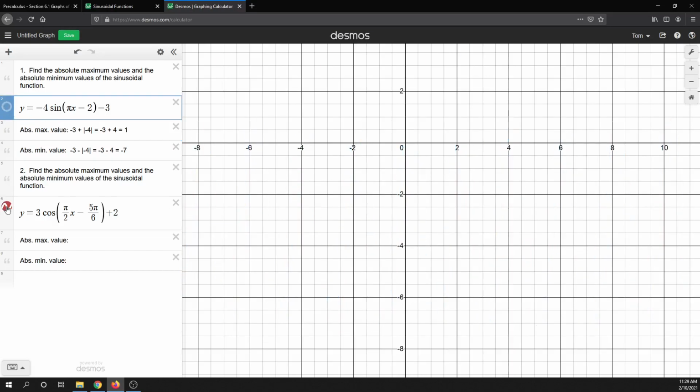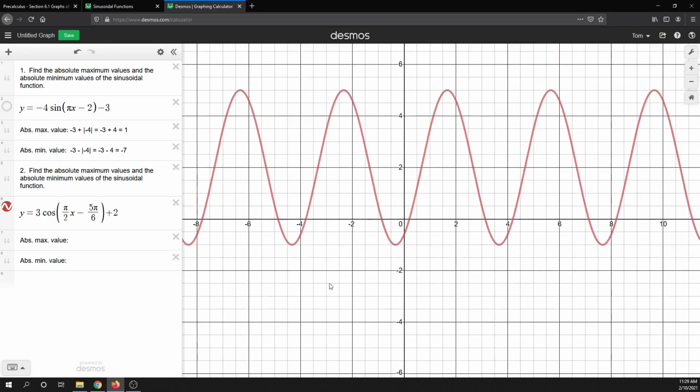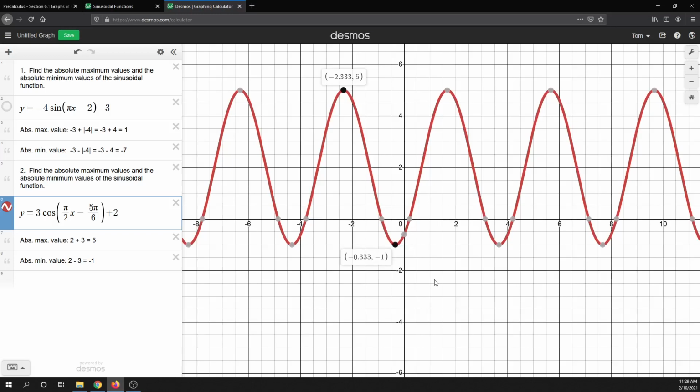All right, let's look at the next example. In this case, the amplitude is 3, the absolute value of the number out in front here, the number that's being multiplied times the sine or cosine, and the vertical shift is 2, right? So the absolute max value is going to be 2 plus 3, which is 5. The vertical shift plus the amplitude. The absolute minimum value is going to be the vertical shift minus the amplitude, which is -1. So 5 is here, -1 here. All right, and that is it.